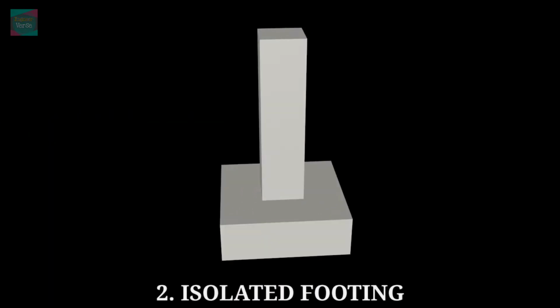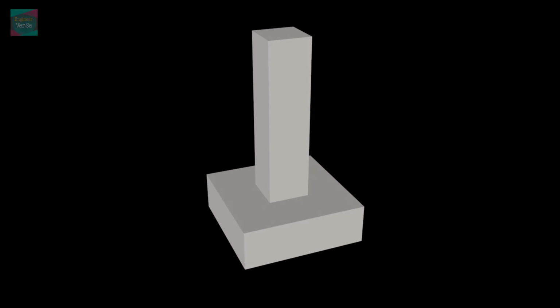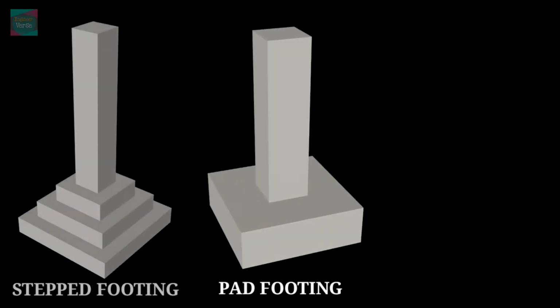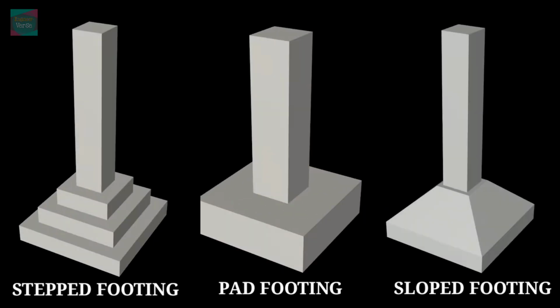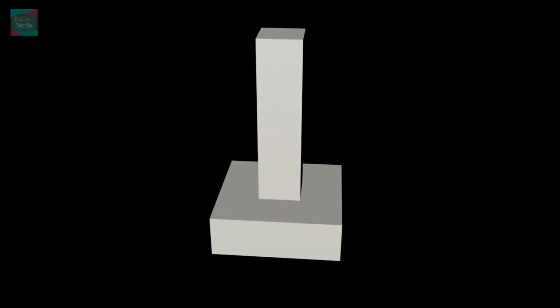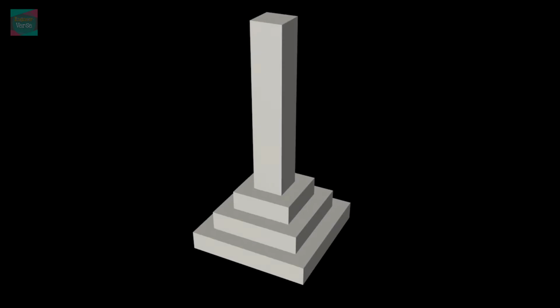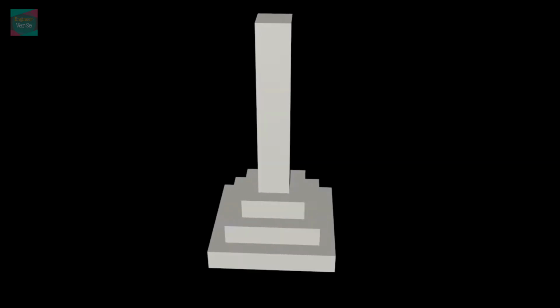Next is the isolated footing. Basically, there are three types of isolated footings: pad footing, stepped footing, and sloped footing. Isolated footings are very economical for columns of small loads.